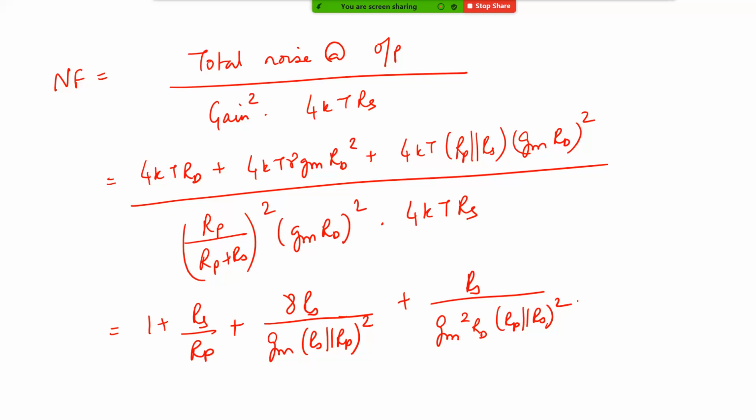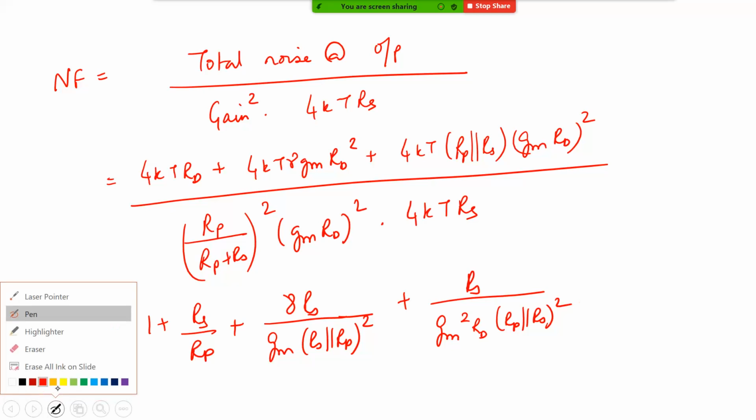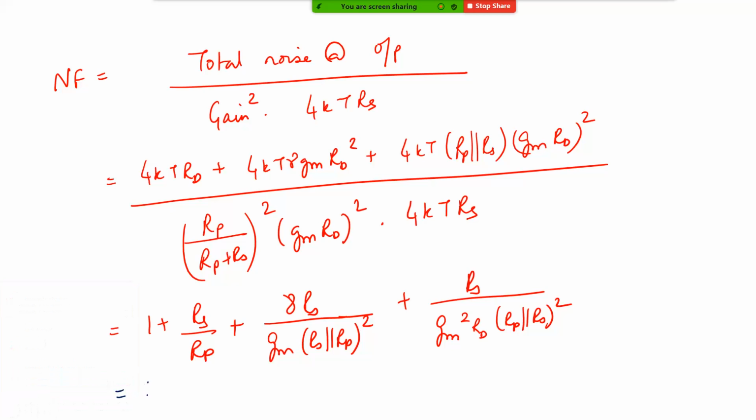So RS is 50 ohm, RP is also 50 ohm. If you do some substitutions, this is basically going to be 1 plus RP is also 50 ohm, RS is also 50 ohm, 1 plus gamma is close to 1, and then you have certain terms. So we can very confidently say that noise figure is going to be definitely greater than 2. In fact, it can be substantially higher than 2, but that's definitely the lower bound limit.